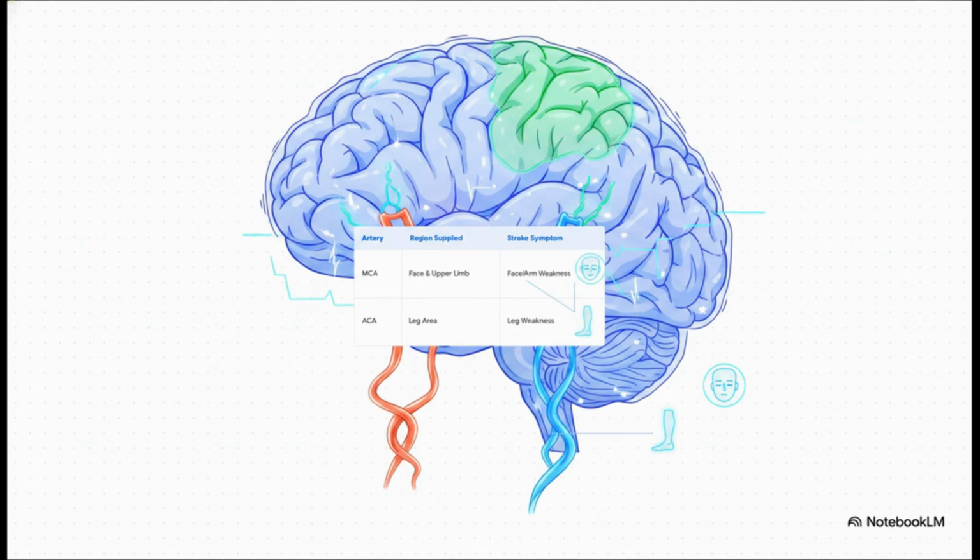For instance, the middle cerebral artery, or MCA, supplies blood to the lateral areas of the cortex. Those are the exact spots where the face and the upper limbs are mapped. So a stroke in the MCA predictably causes facial and arm weakness. But wait, remember how the legs are mapped upside down, right at the top medial part of the brain? Well, that specific area is supplied by the anterior cerebral artery, or the ACA. So if a patient comes into the ER with specifically leg weakness, doctors immediately know to look at the ACA. The map literally gives them the exact coordinates of the problem.